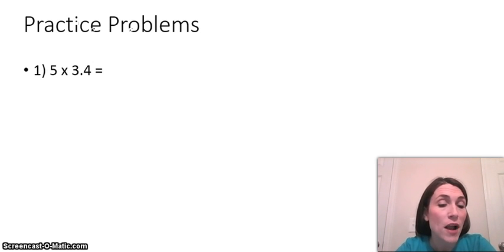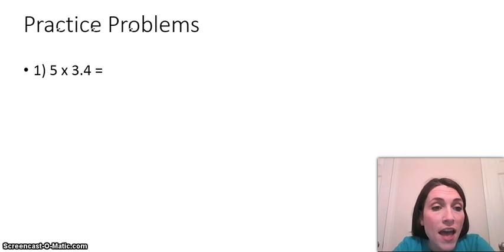Okay, for our first practice problem, we have 5 times 3.4. Okay, so I want you to remember we're going to work this problem using multiplication just like that decimal point wasn't even there. So we're going to go ahead and write it out the way it is, do the multiplication work, and then move our decimal point however many places it needs to be. Remember, think about if your answer is reasonable whenever you finish. Okay, when you're ready, go ahead and press play and we'll do the problem together.